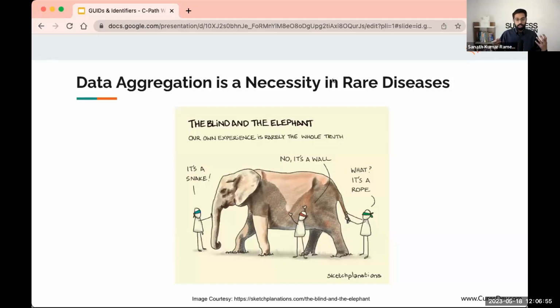For example, a clinician who takes care of a rare disease patient might say, the quality of life of this patient is affected the most because of the developmental delays. This patient is not able to walk. They cannot go to school. They cannot read a book. And that is the problem that we need to solve.